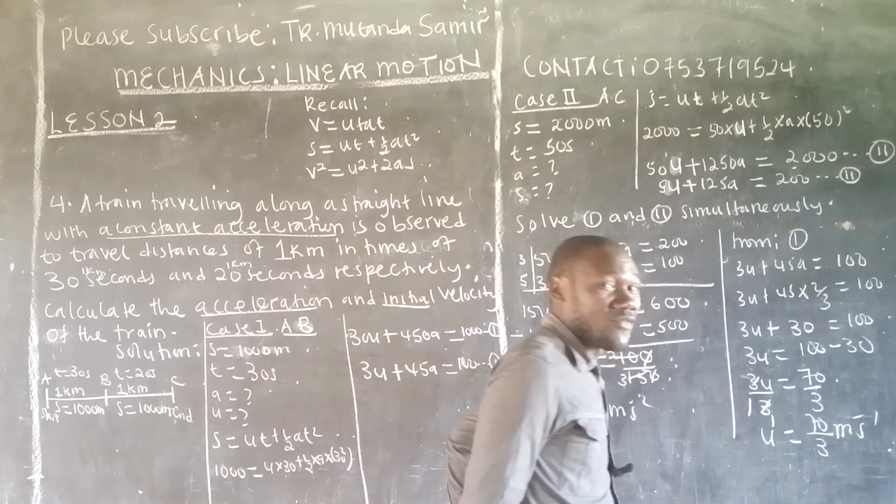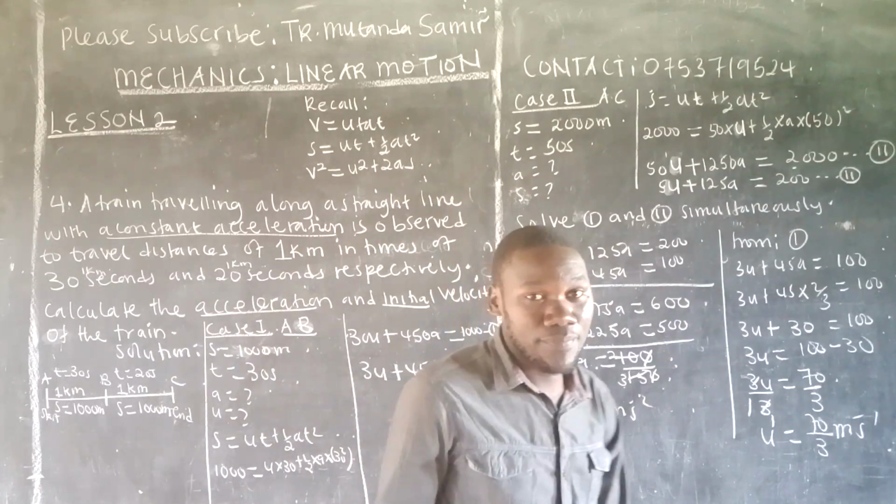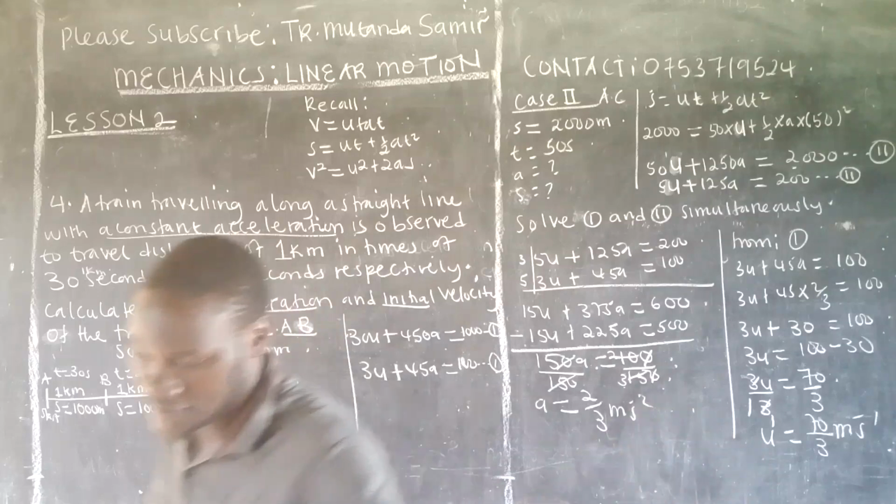You can write it in decimal form, no problem. And that's how simple that number was.